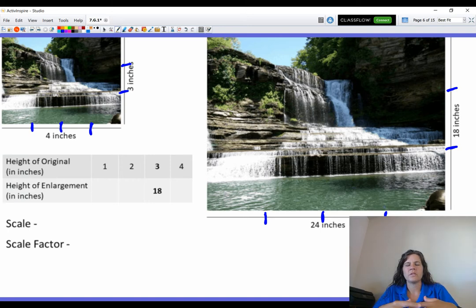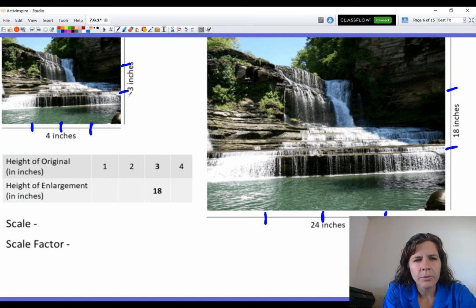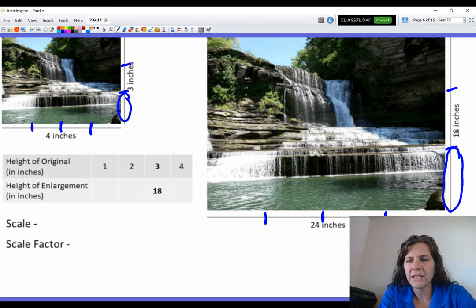And what scale drawings do is they tell me that if this represents 1 inch, then this piece represents 1 of these inches. These two pieces represent the same. So how many inches of the 18 inches are in this piece? Okay, that's the question we're going to be answering. And that should be the same number of inches as are in this piece.